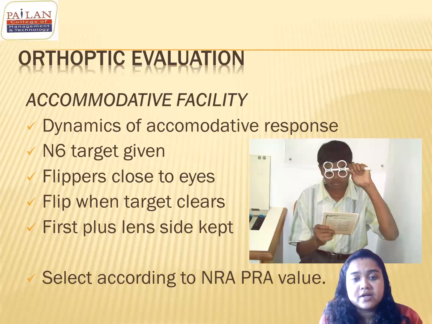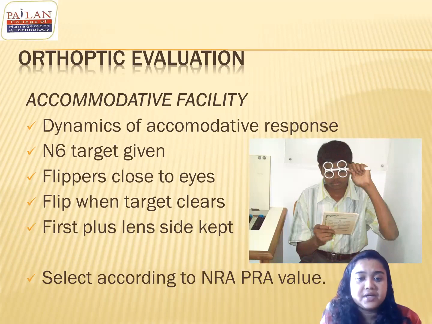But to test accommodative facility, basically we are using the accommodative flippers. So how to select the accommodative flippers? What value of accommodative flippers should we select? According to the NRA PRA reading, we should select the value of the flippers, whether to go for a plus minus 1, a plus minus 1.5 or a plus minus 2. We will decide on the value of NRA and PRA, right?